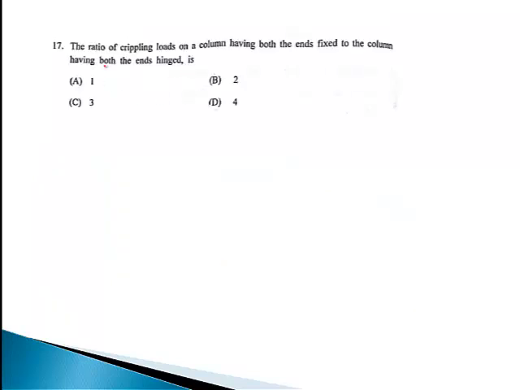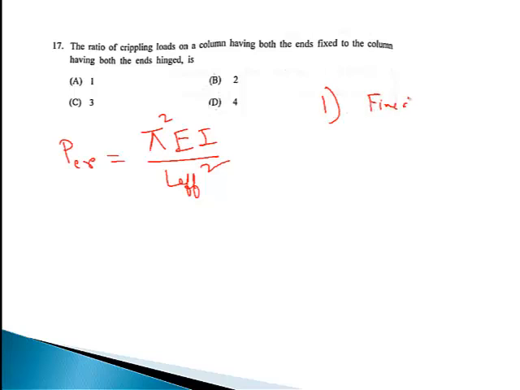So next we go to the 4th question. It's given as the ratio of crippling loads on a column having both ends fixed to the column having both ends hinged. So the crippling load is given as pi square EI by L effective square. So you have to know the L effective. Now what are the conditions given? First, both ends fixed, L effective equal to L by 2. Next, both ends hinged, then L effective equal to L.